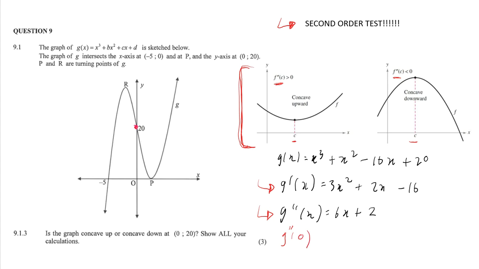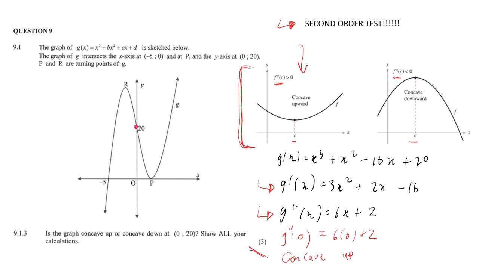So for our example, this c value is 0. Well, if I plug 0 into there, I'm just left with 2. And 2 is larger than 0. So I know that I'm dealing with this case over here. So I just need to write it's concave up. And that's worth 3 marks.